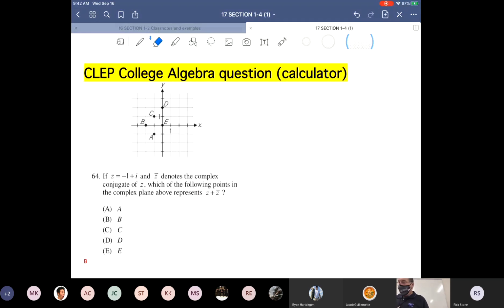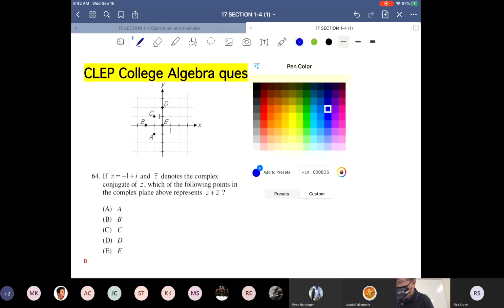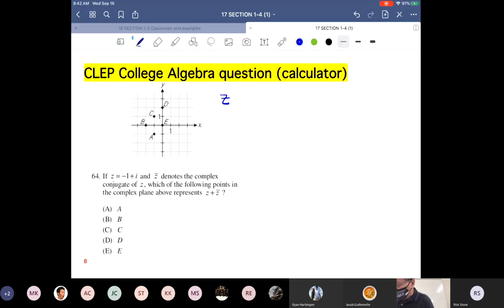A lot, right? Look here at this one. They tell us that z equals -1 plus i. And they define z with a line over it, kind of like z with a repeating symbol. It's not. It's just a way that they can delineate z as the complex conjugate of that. What's the complex conjugate of -1 plus i?